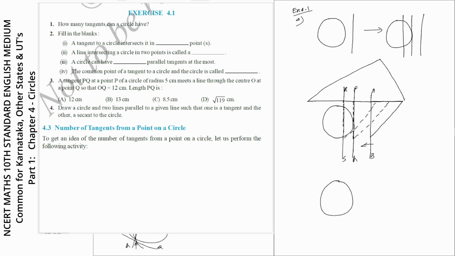This is our original line AB, and PQ will be the tangent, and RS is the secant. So all these three lines are parallel to one another. This is one of the simplest methods of drawing parallel lines, and there may be other methods also, but this is the simplest method.